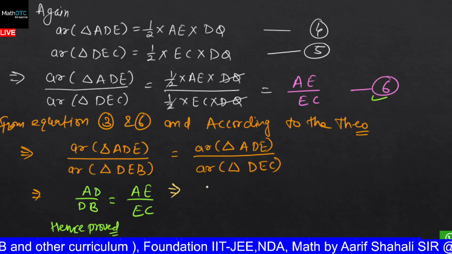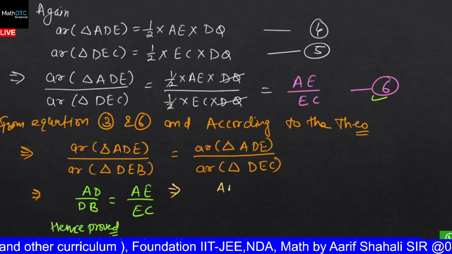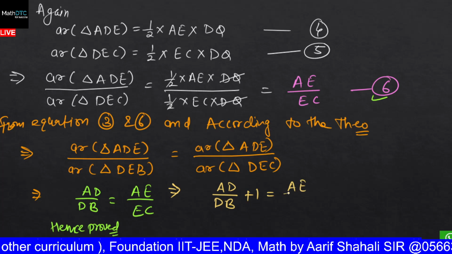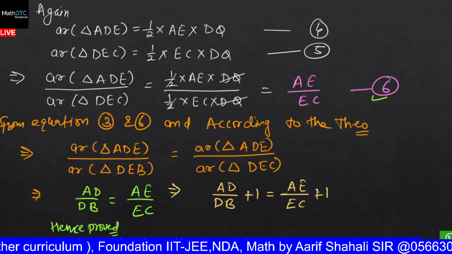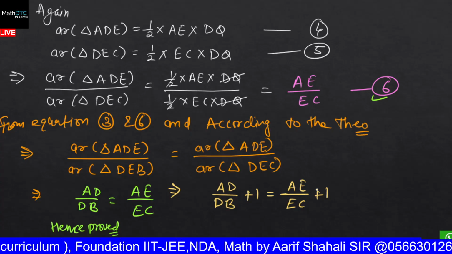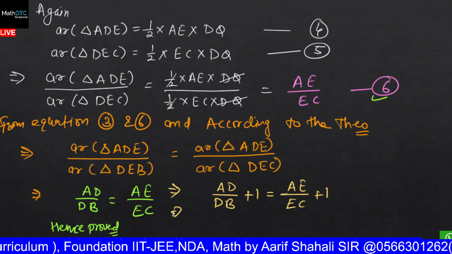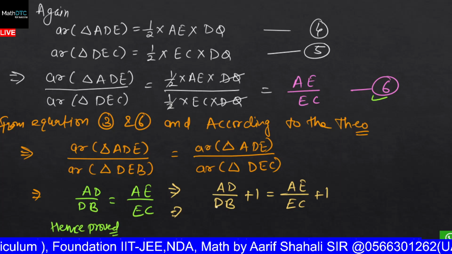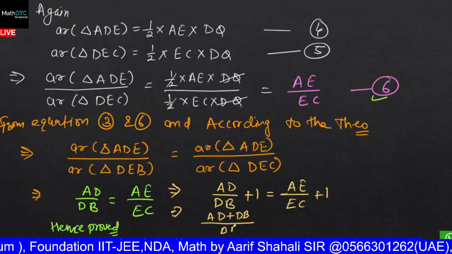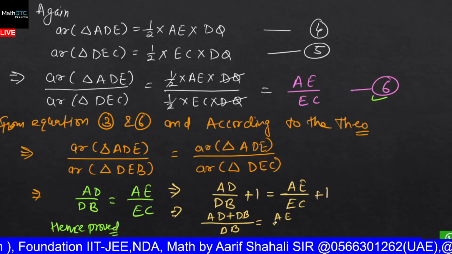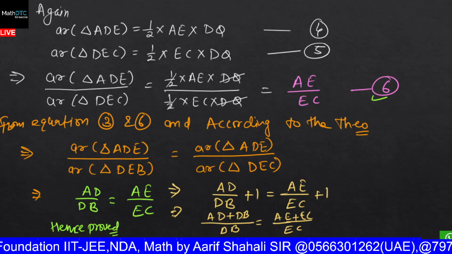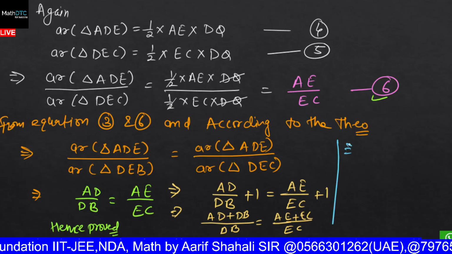What is this? We have to write AD over DB plus 1 on this side, and AE over EC plus 1 on this side. Have you seen this question? We add 1 to both sides. Now take the LCM. On this side it will be AD plus DB over DB is equal to, from here, AE plus EC upon EC, right? Okay, can you check this one?